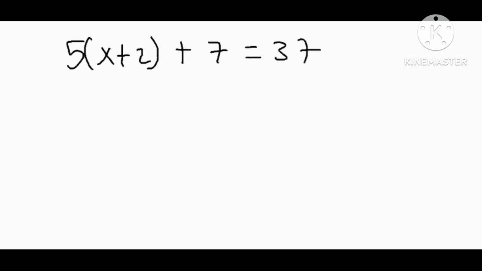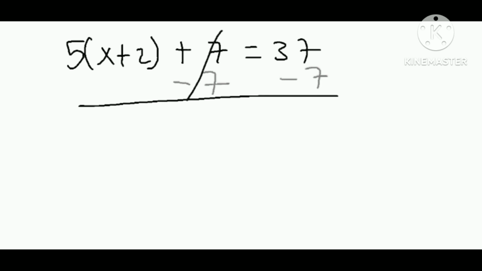Now, let's say we have the equation 5 times x plus 2, plus 7, is equal to 37. How can we solve for x? Feel free to try this problem, pause the video, and then unpause it when you're ready to see the solution. So let's go ahead and subtract both sides by 7, since the opposite of addition is subtraction. 37 minus 7 is equal to 30.